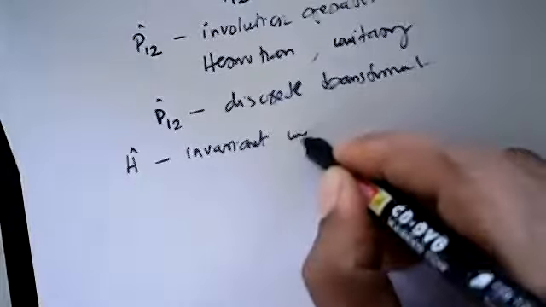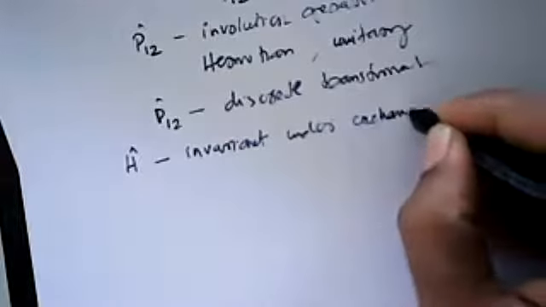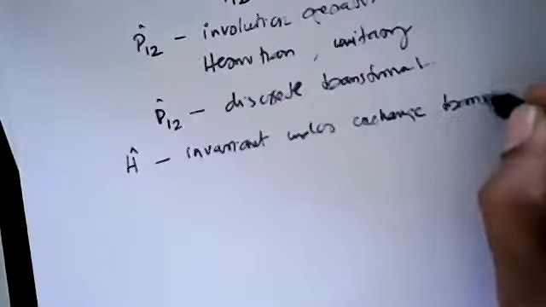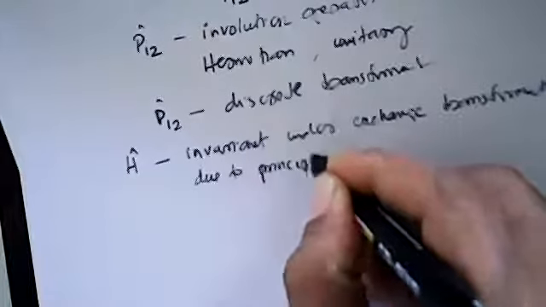Under the exchange transformation, the Hamiltonian is invariant. Why is it invariant? Due to the principle of indistinguishability.